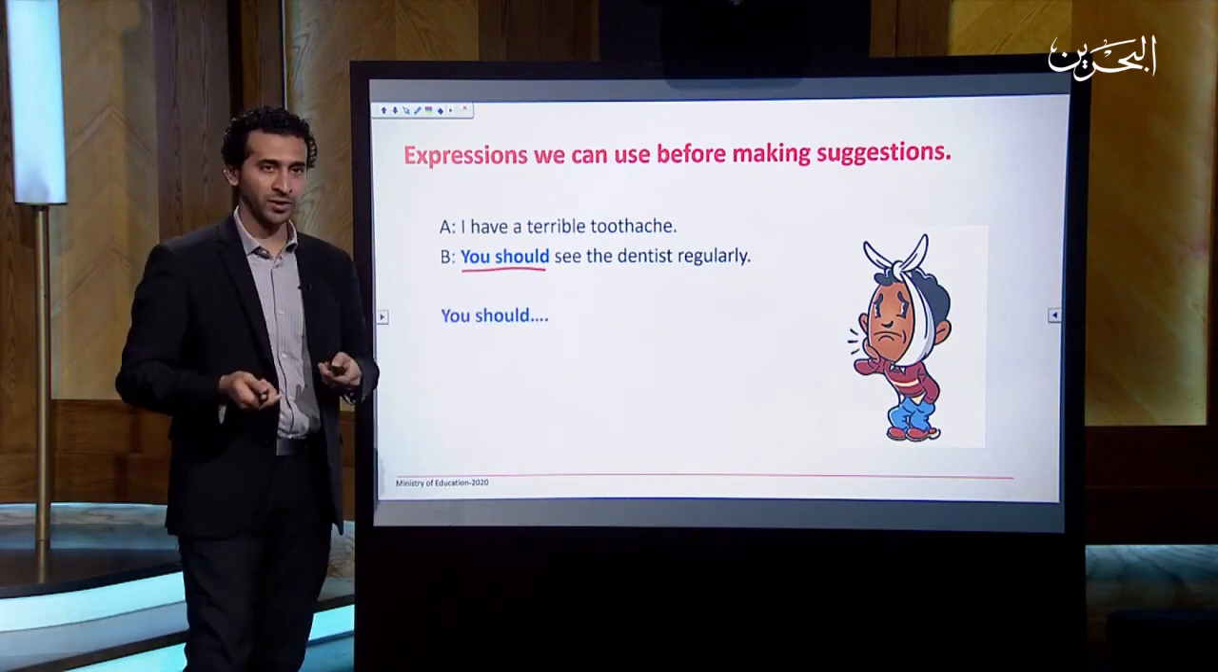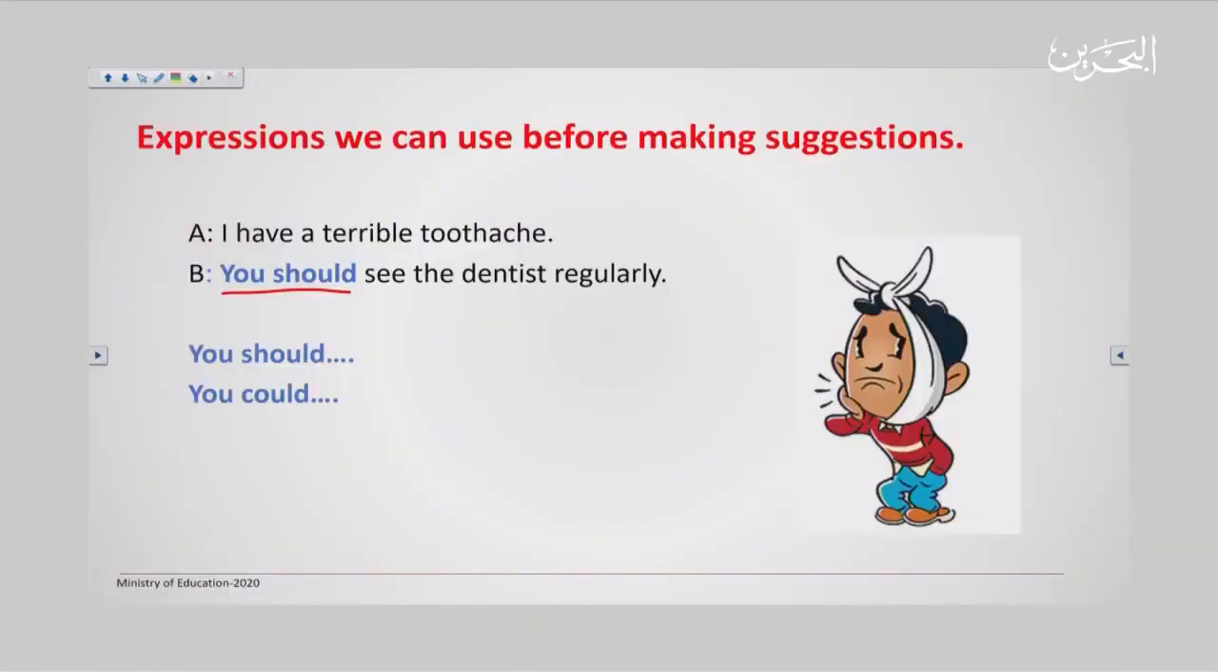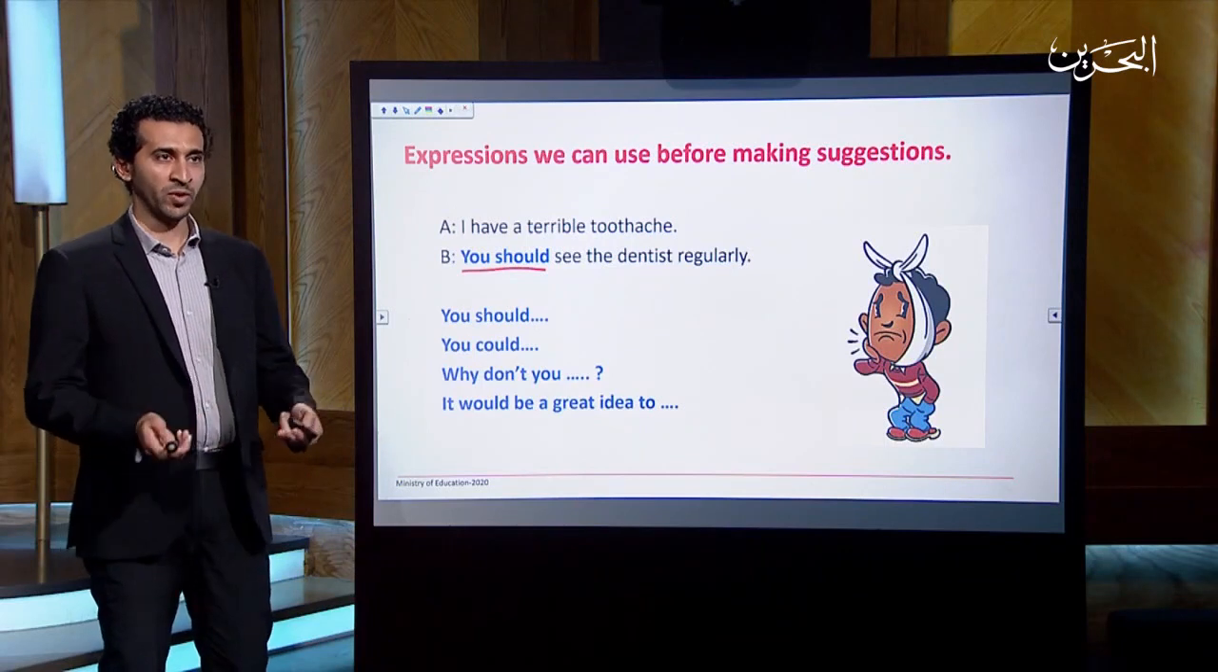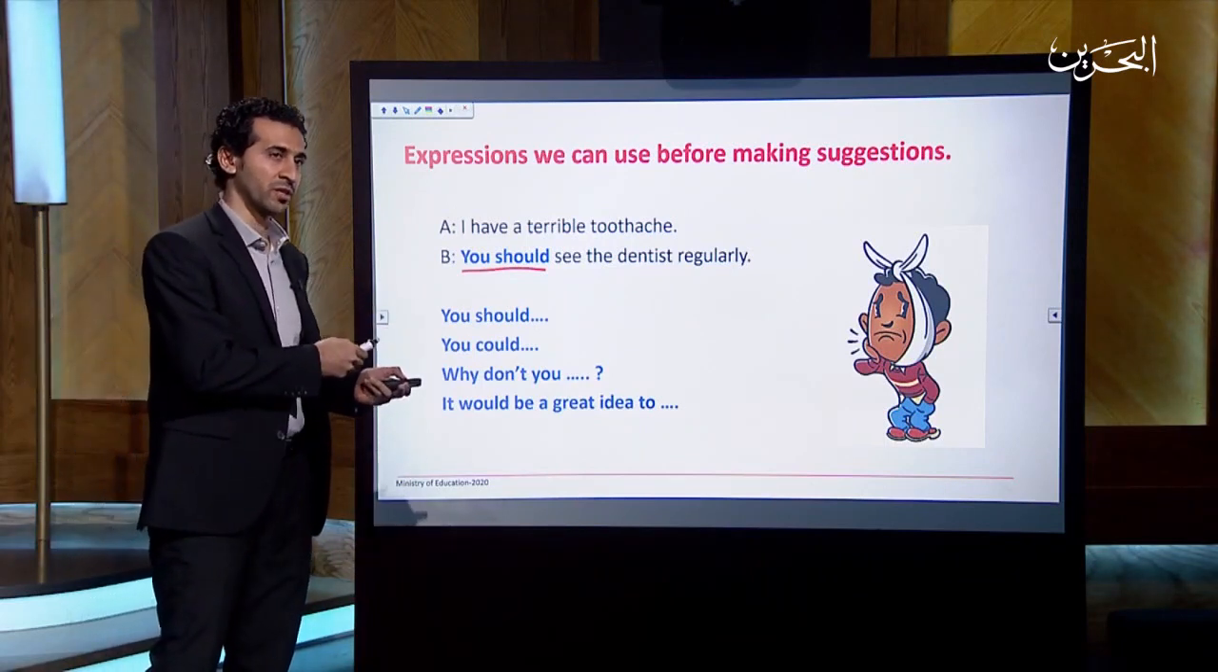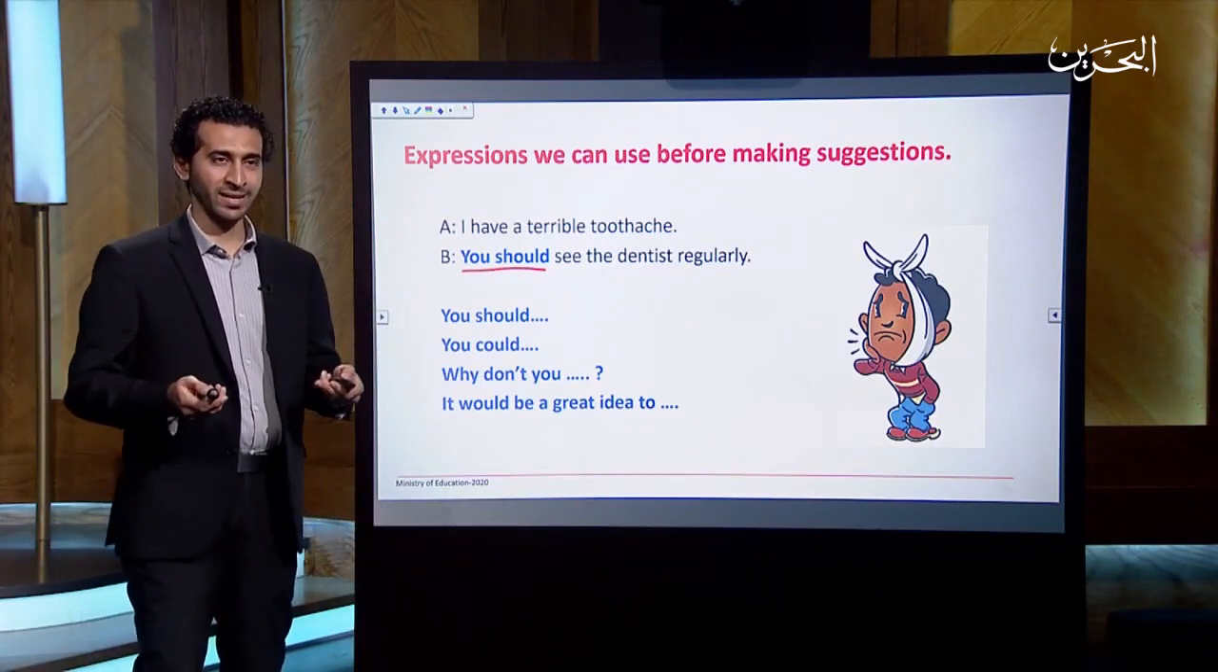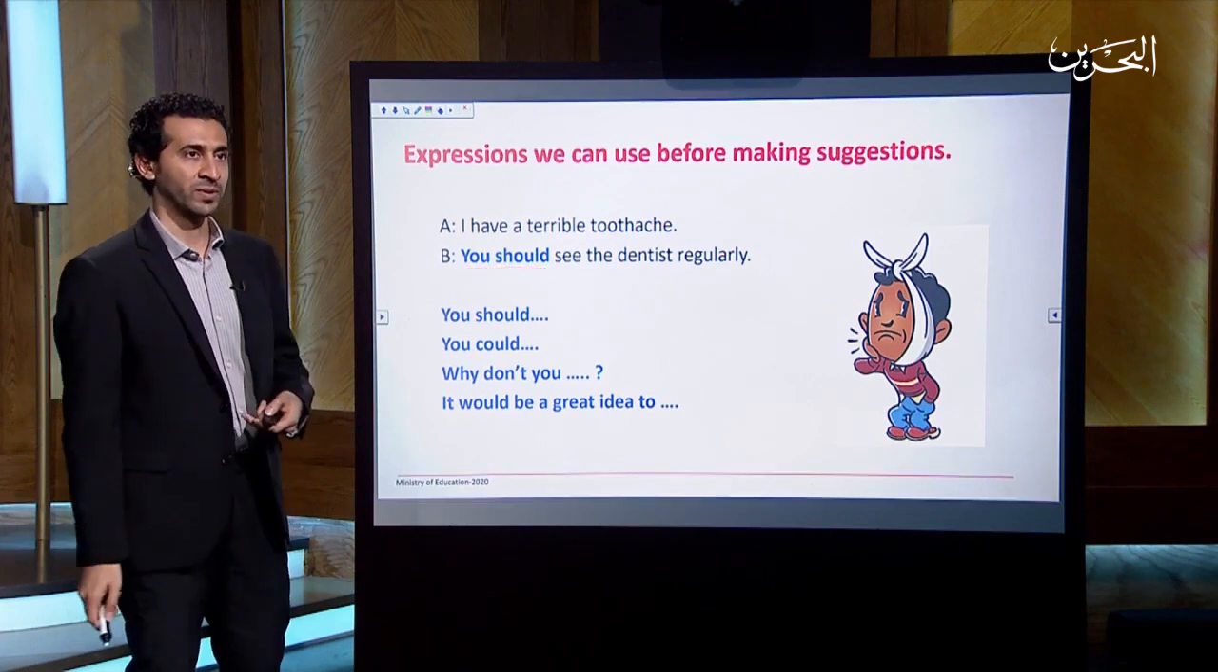We can say "you should," you can say "you could," or "why don't you?" And by the way, if you use "why don't you," you need to write a question mark at the end of the sentence. And you can also say "it would be a great idea to." So before we move on, remember to use these expressions before you give or make any suggestion. Now let's move on.